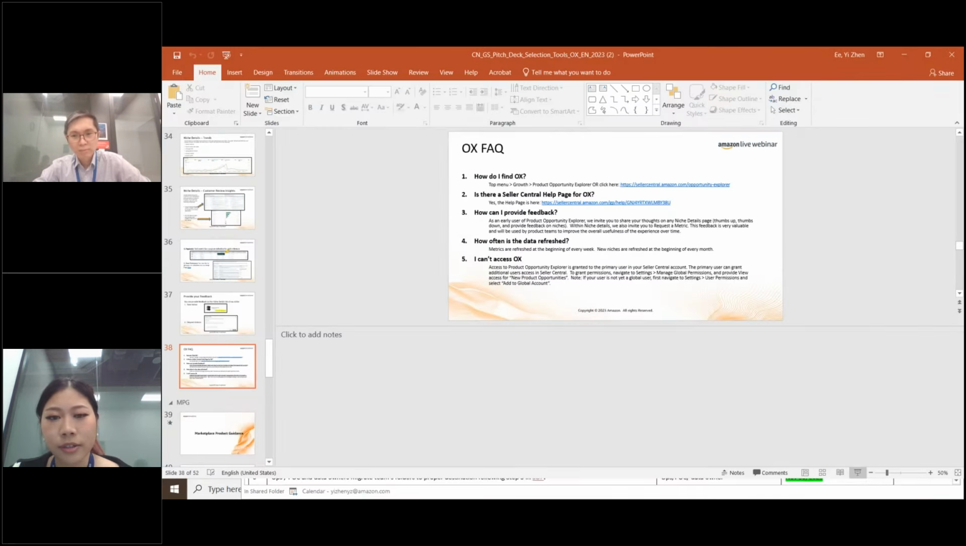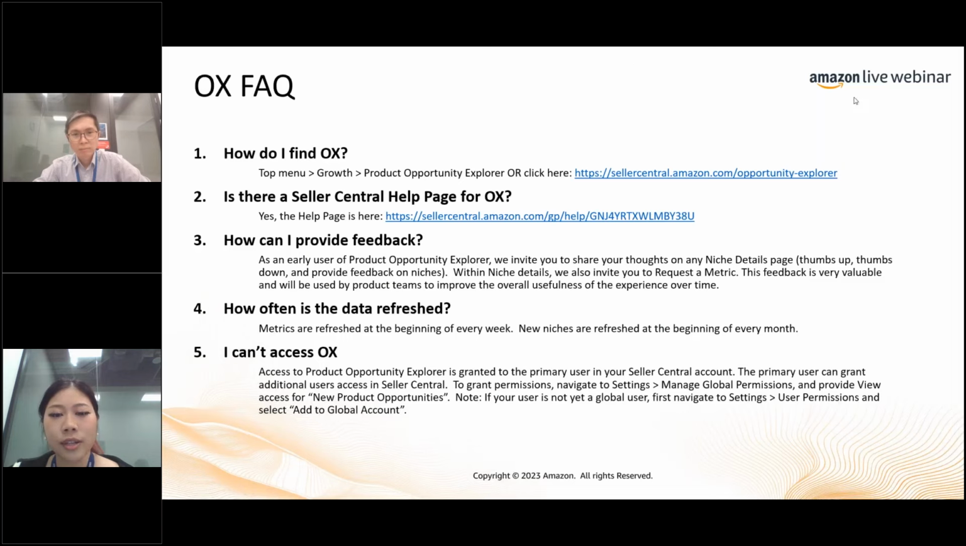Okay, let me go back here. Okay, so the next one is "I can't access OX." There are some people who can't access OX. Number one, make sure that you are logged into your Seller Central account using your primary account. That means the account that you use to register for a selling account. Otherwise, you won't be able to access Opportunity Explorer.